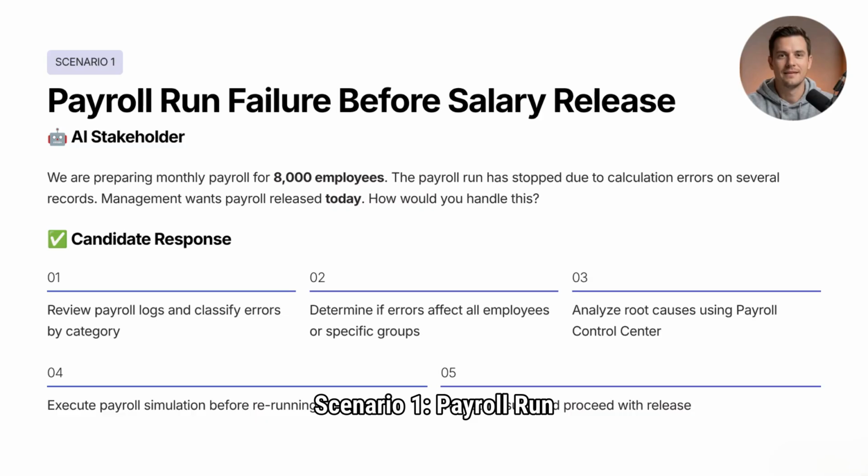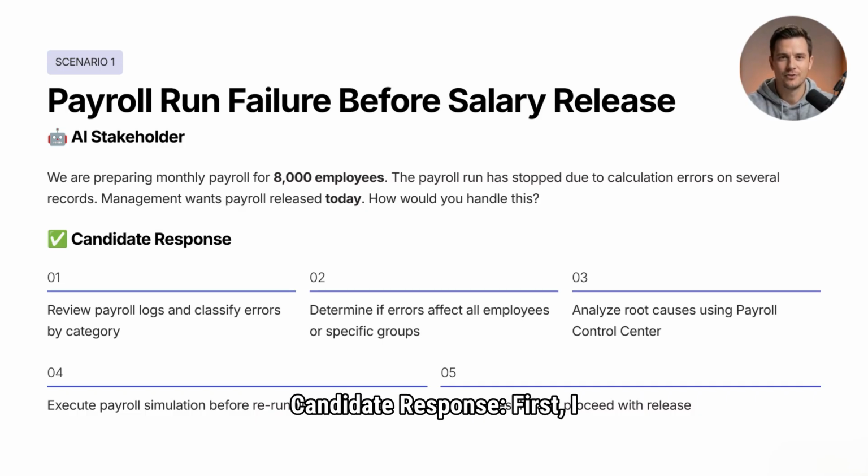Let's begin. Scenario 1. Payroll run failure before salary release. AI stakeholder: We are preparing monthly payroll for 8,000 employees. The payroll run has stopped because several employees are generating calculation errors. Management wants payroll released today. How would you handle this situation?